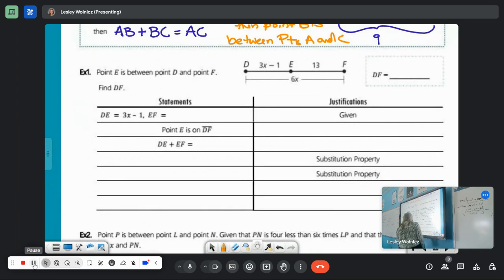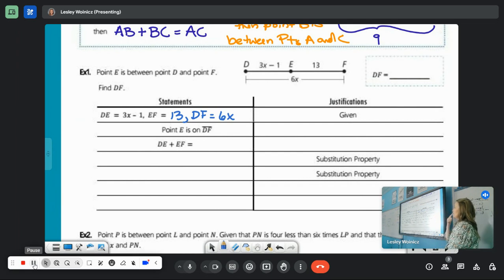Let's look at how we can use this for proof. Okay. So we know that point E is between D and F, the points. We have to find DF. We're going to have to find X first, and then we'll find DF. Okay? So if we're completing this first statement, we know that DE is 3x minus 1. What's EF? 13. And then we also know DF is 6x. And we know all of those things because they were given to us.